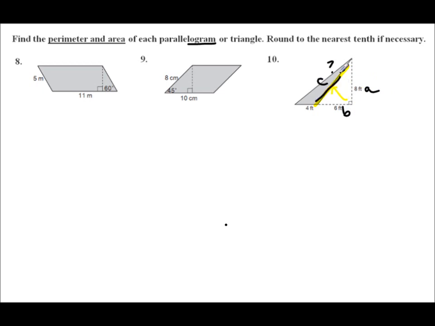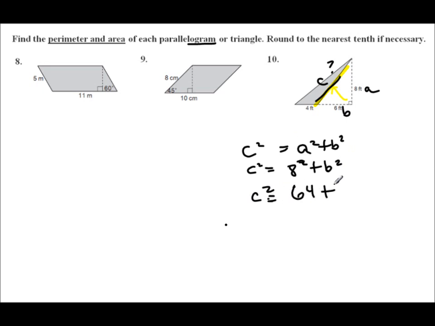So we would take A squared plus B squared, and that equals C squared. So C is what we're looking for. We have A, we're going to square it. We have B, we're going to square it. So C squared equals 64 plus 36. So C squared equals 100, and the square root of 100 is 10. That gives us this side here.